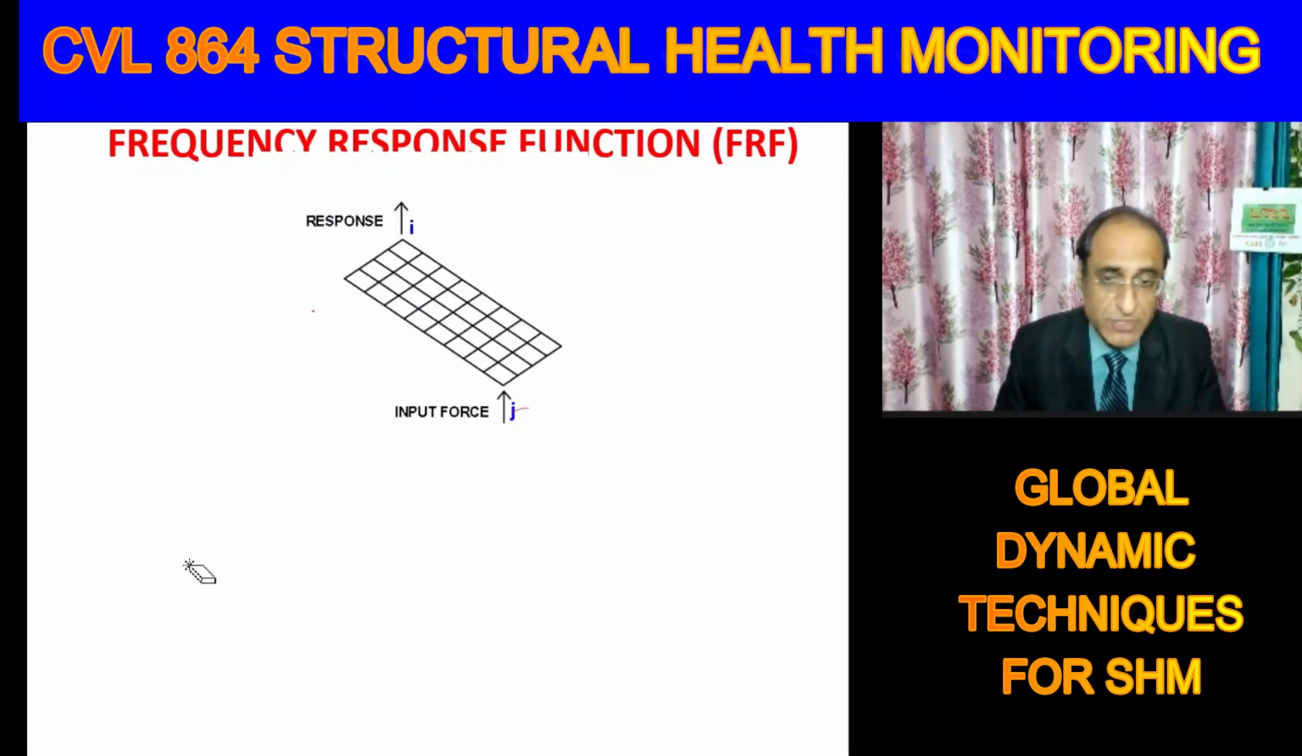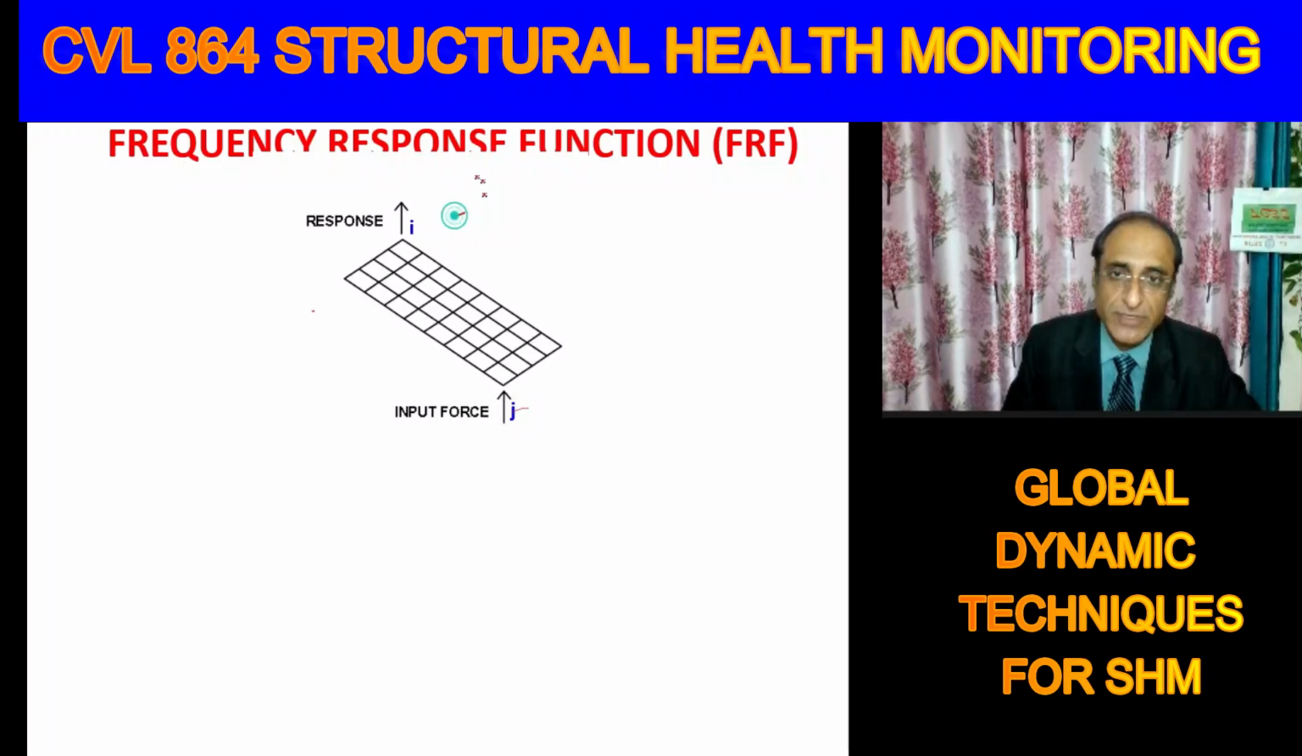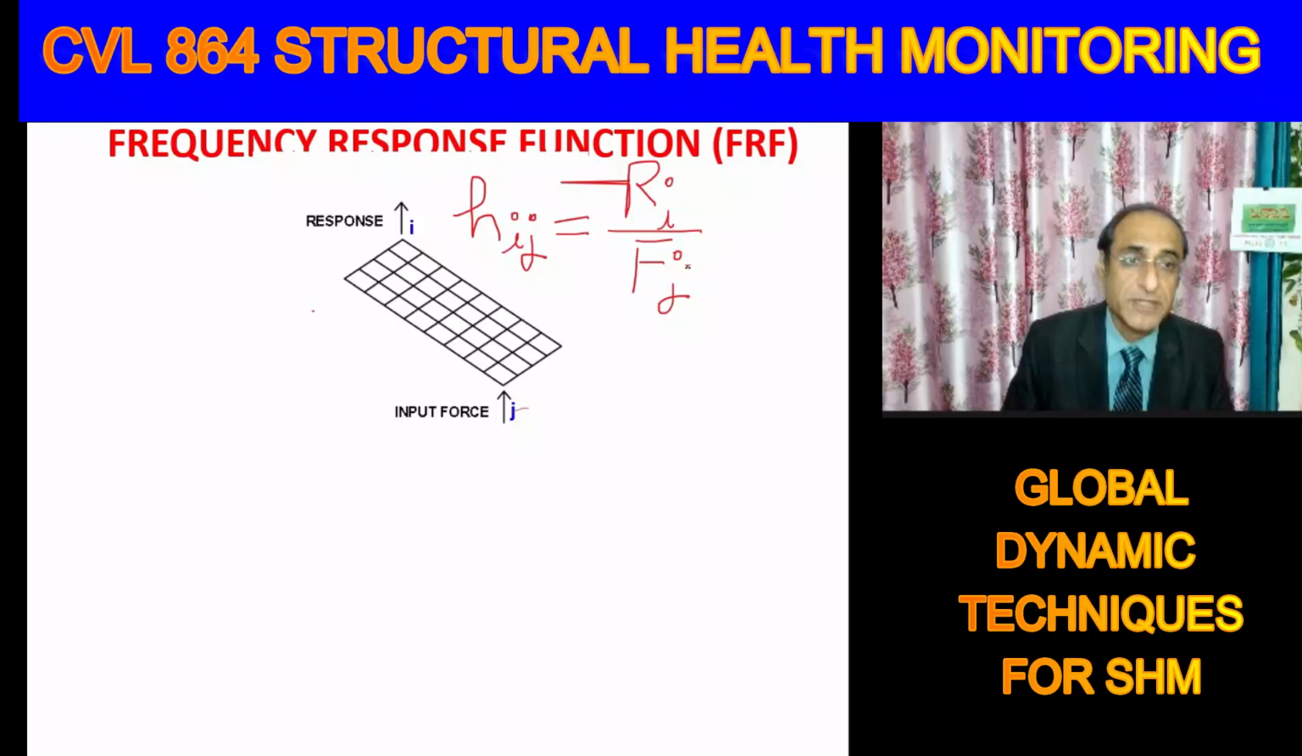So frequency response function, we have defined that frequency response function is the ratio of the output to the input, or response to the force. So we use the symbol Hij. I stands for the point at which we have measured the response, J stands for the point at which we have applied the force. So basically Hij is your response measured at ith point and your force applied at jth point. Alright, now it could happen that I and J may be the same point.